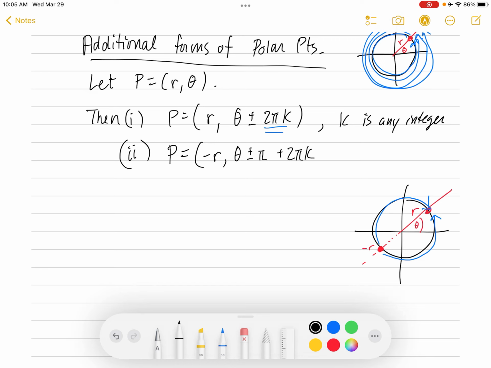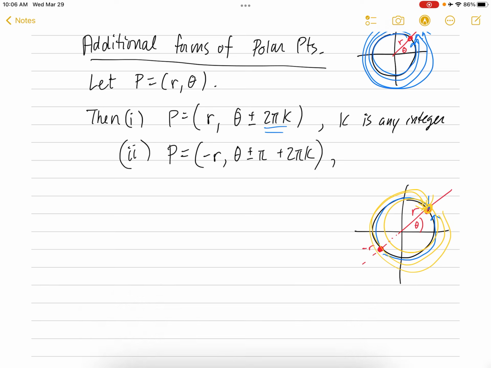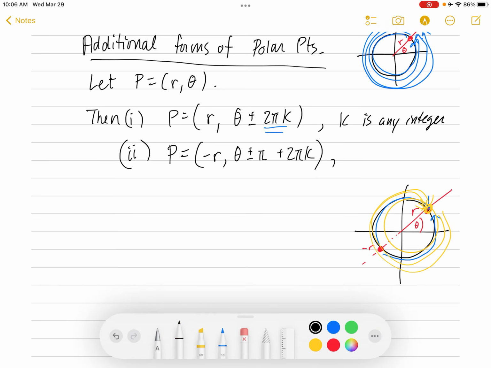And to that, if you wanted to, you could add any multiple of 2 pi k. But generally, I'm just going to add pi or subtract pi. I'm not going to bother adding additional multiples of 2 pi, because another multiple of 2 pi just kicks you back to that same position. So generally, I'm just going to add pi or subtract pi when I flip the r value to a negative.